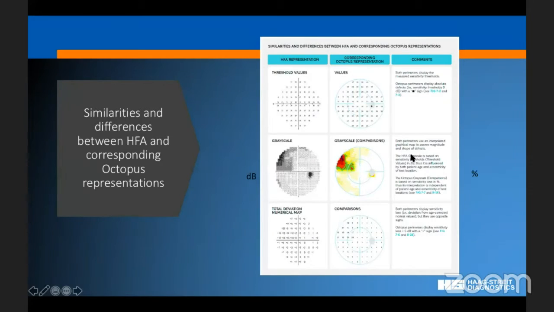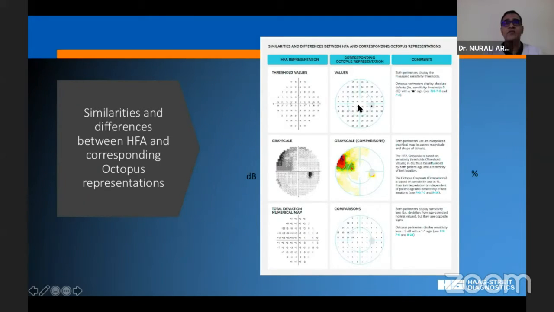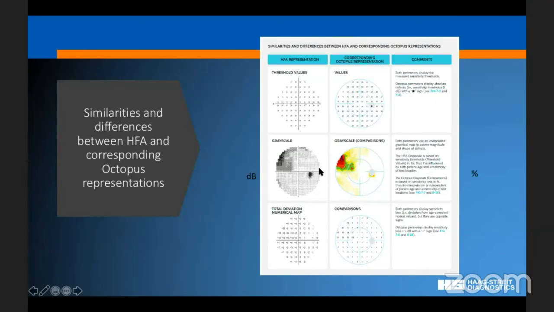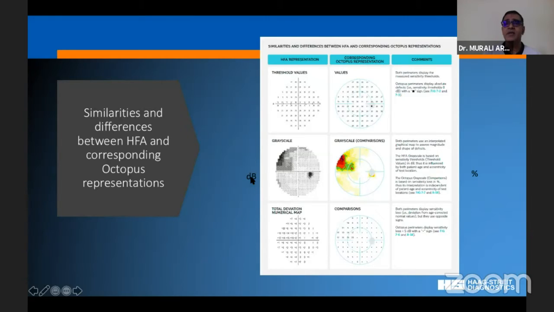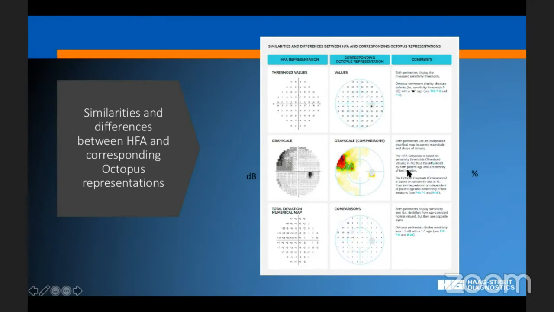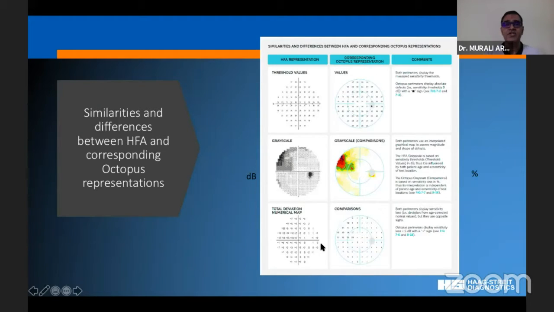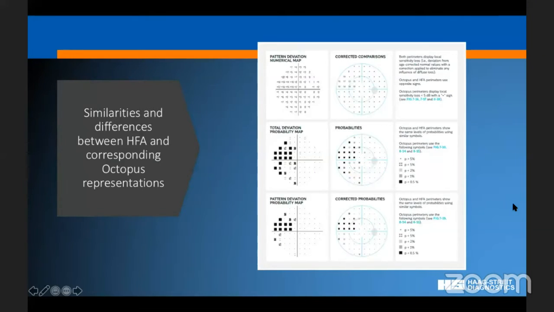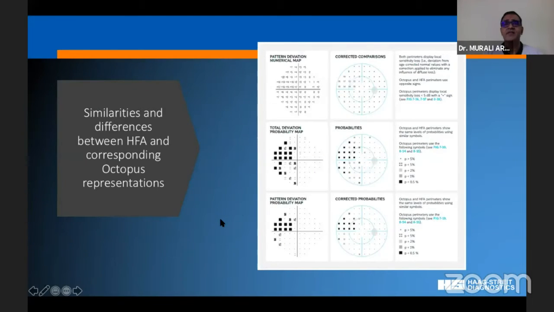And similarly, if you look at the other values, which are called values in the Octopus, these are called thresholds in the Humphrey. The notations are slightly different. In the grayscale, you will actually have the interpolation to decibels in Humphrey, whereas it is percentages in the Octopus. The numerical plots are called total deviation numerical plot. This is called comparison in the Octopus. Slight differences in nomenclature, but the concept is basically the same. And the pattern deviation is corrected comparison.